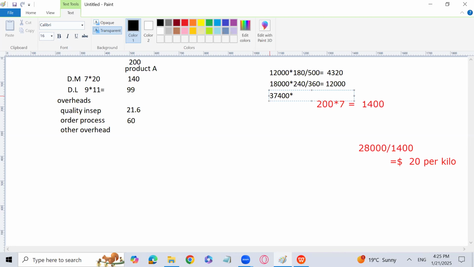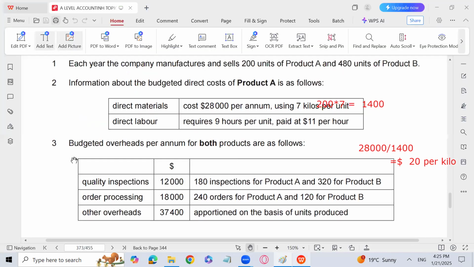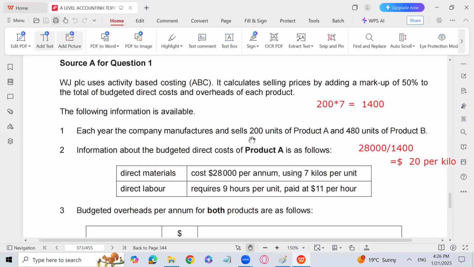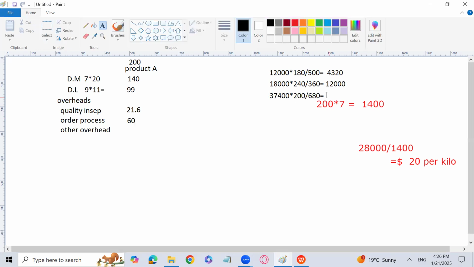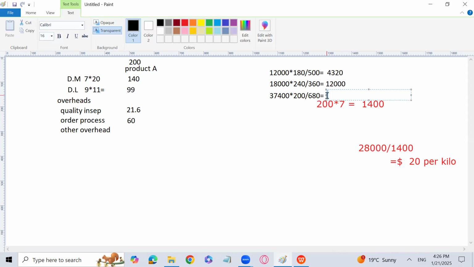37,200 multiplied by 200, because 200 units of product A, divided by 680. So where has 680 come from? Let me show you. Because the units produced are 200 units of product A and 480 units of product B. So if we add them up, 480 plus 200 becomes 680. Okay, so we can easily find 37,200 multiplied by 200 divided by 680.